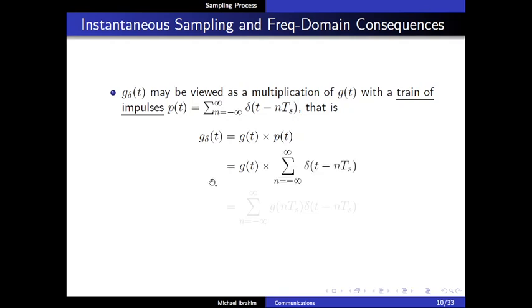So we get g of t multiplied by the summation of delta of t minus nTs. As we have seen previously in the signals and systems course, when you multiply a function with an impulse, you are left with the function value at the impulse. So now instead of having g of t, now we have g of nTs multiplied by the impulses. So basically each impulse will have the sample value corresponding to the time instant at which the impulse happens.